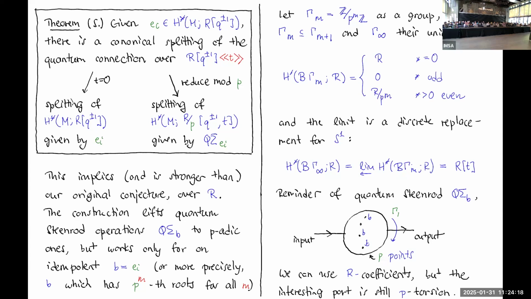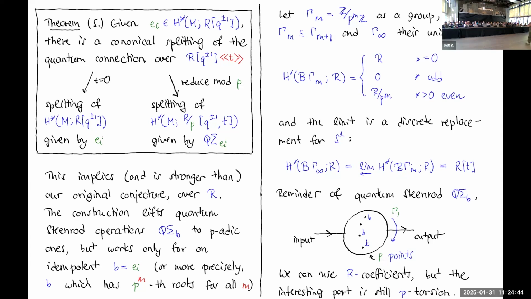Sorry, I didn't say that. It's compatible with the quantum connection. When you set t equals 0, it reduces to the splitting of quantum homology given by the idempotents. And when you divide by p, you get the previous splitting that I explained. So this is the rule. If you reduce mod p, you end up with polynomials in t by definition. Okay, and you get the previous splitting that is polynomial.